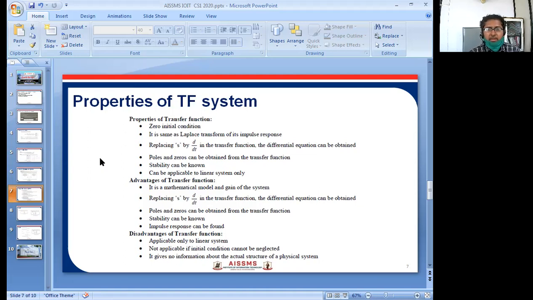There are also some disadvantages. It is not applicable if the initial conditions cannot be neglected, and it gives no information about the actual structure of a physical system. So these are some disadvantages. Otherwise, the properties and advantages are more in the case of the transfer function.